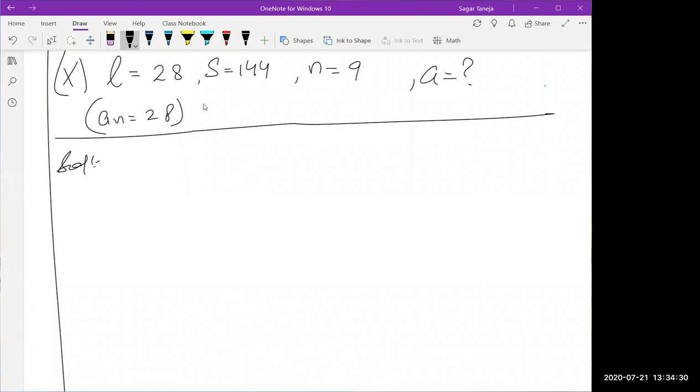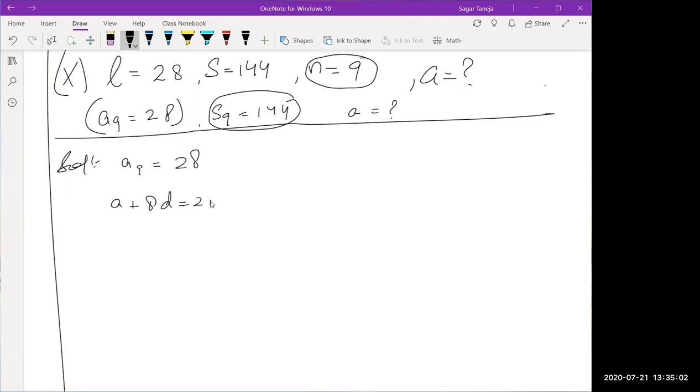Solution. As it is written, only the sum and the number of terms are given, 9. It means the last term is a9 and the sum of 9 terms is 144. And we have to calculate now a. So I have simplified it. It is a9, it is S9, and a we have to calculate. So writing a9, which is 28, a9 can be written as a plus 8d. I have not written here the formula which I am using, that you should write on your own. That would be equation 1.